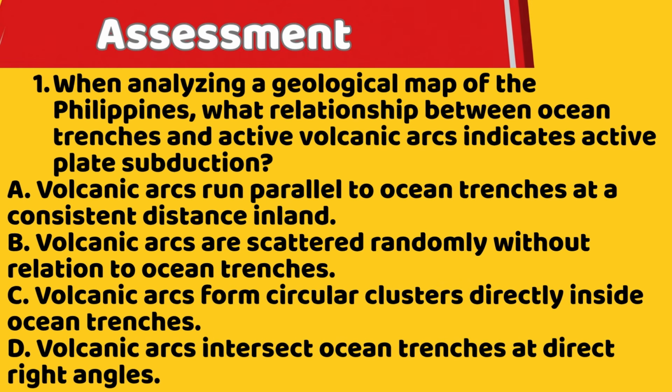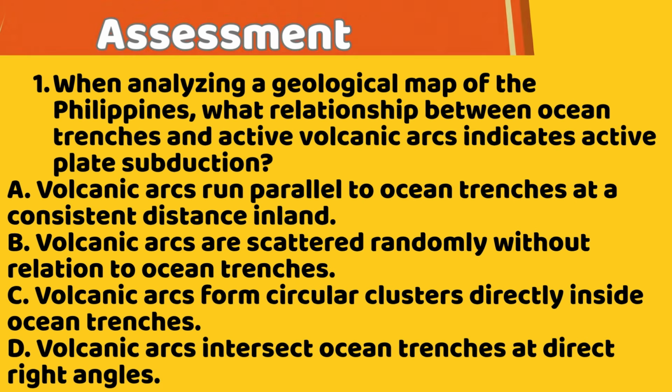And now for our assessment. Number 1, when analyzing a geological map of the Philippines, what relationship between ocean trenches and active volcanic arcs indicates active plate subduction? A. Volcanic arcs run parallel to ocean trenches at a consistent distance inland. B. Volcanic arcs are scattered randomly without relation to ocean trenches. Letter C. Volcanic arcs form circular clusters directly inside ocean trenches. Or letter D. Volcanic arcs intersect ocean trenches at direct right angles.